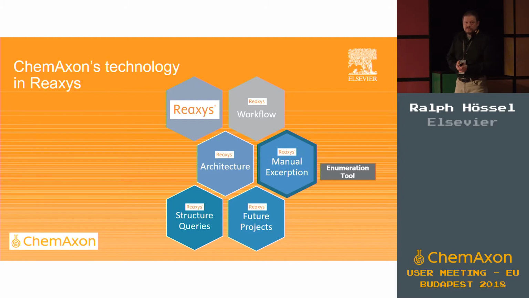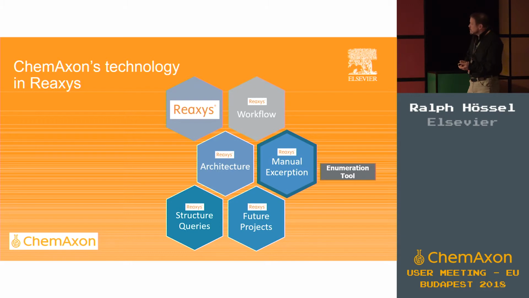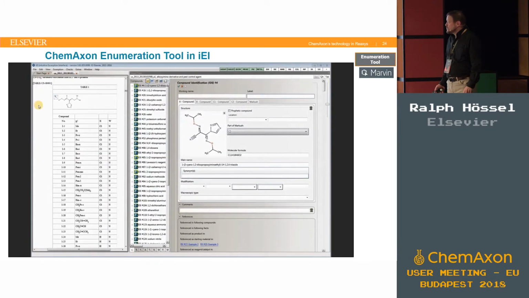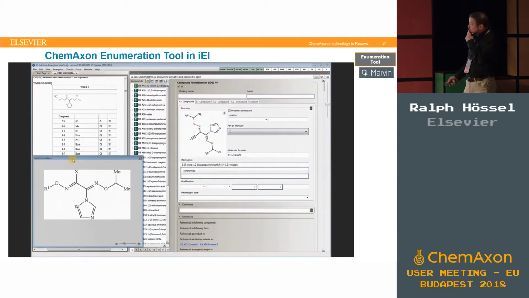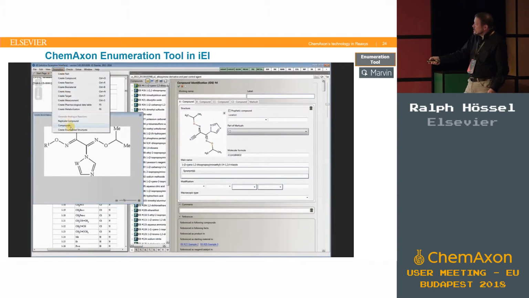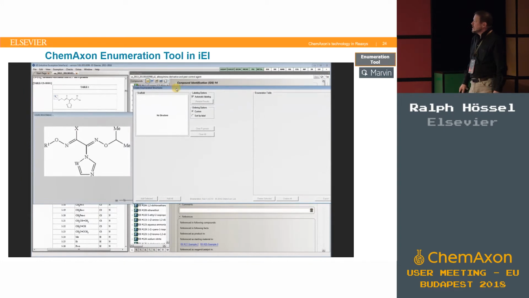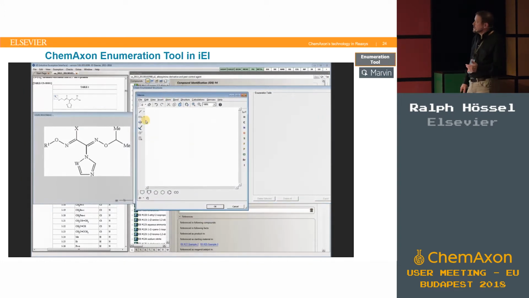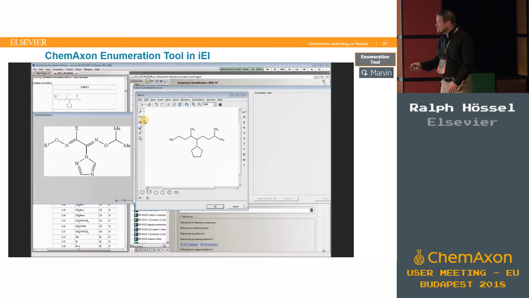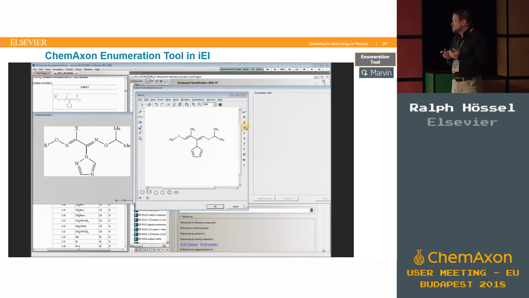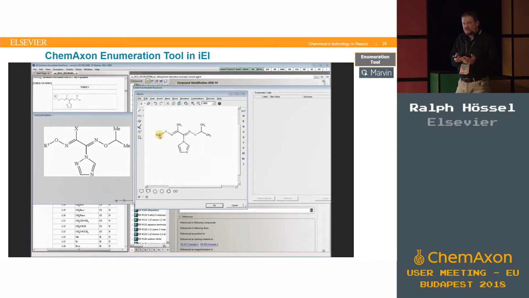The next thing which we use in the manual excerption is the enumeration tool. The enumeration tool is something which we developed in close cooperation with ChemAxon. On the left side, you can see a table in a patent, and very often it occurs that a scaffold is given together with such a table with these R groups, and if these are, for example, prophetic compounds, the excerptors actually need to enter all these compounds during the excerption process. In order to accelerate this, we developed the enumeration tool together with ChemAxon.